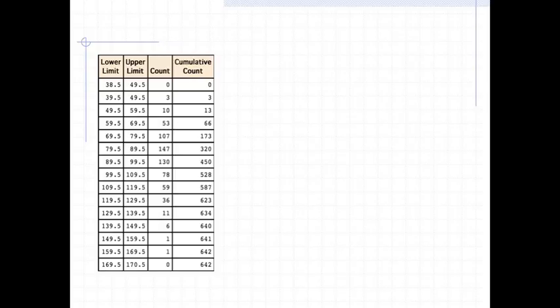A cumulative frequency distribution shows the cumulative frequency for each class interval. The first interval has frequency and cumulative frequency of 0. The frequency of the second interval is 3. The cumulative frequency is the sum of the frequencies of all intervals up to and including the one in question. The third interval has a frequency of 10. Its cumulative frequency is 0 plus 3 plus 10, which is 13.